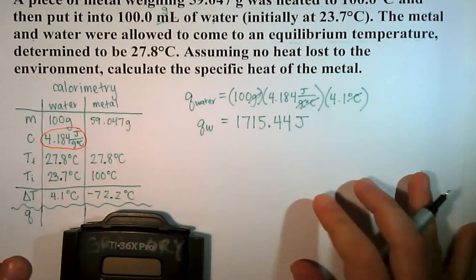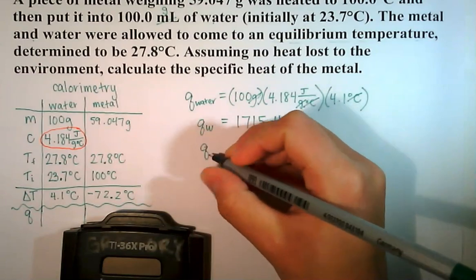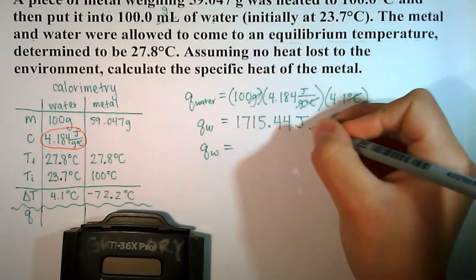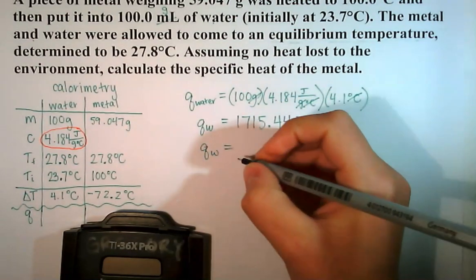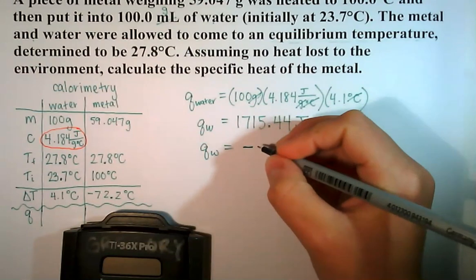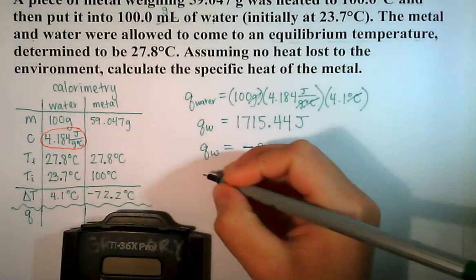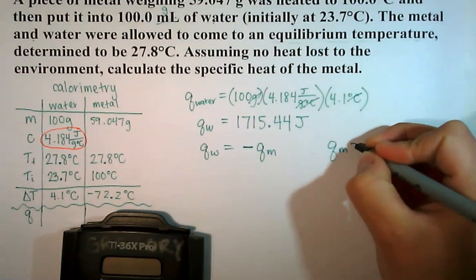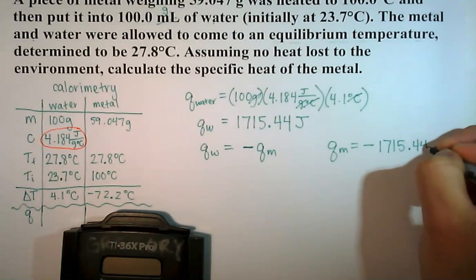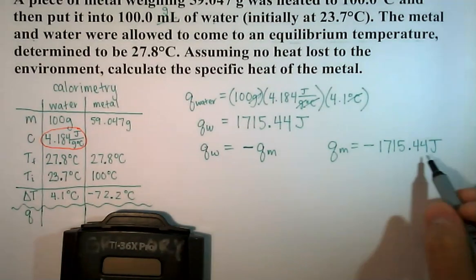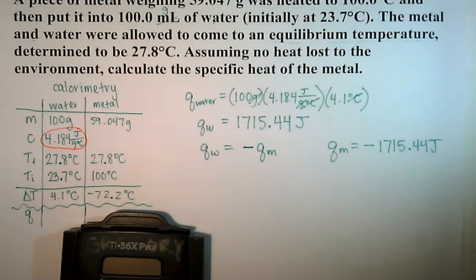Okay, so now that I know the Q of the water, I know that the Q of the metal is going to be the negative version of the Q of the water. If the heat energy is absorbed by the water, then that means it's released by the metal. So my Q of my water equals the negative Q of the metal. So that makes the Q of my metal equal to negative 1715.44 joules. Notice I'm not rounding this value because this is an intermediate value, meaning it's not my final answer.